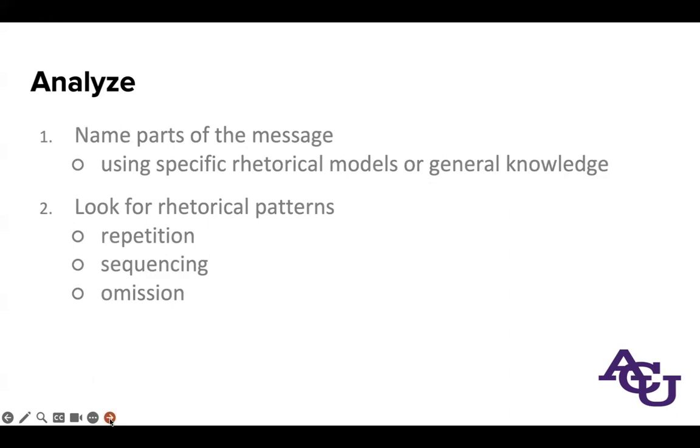The second part of analysis, okay, and this is where things get narrow. We're coming down out of the rafters of rhetorical analysis and just looking at time and place and events. Now we've got to get narrow. So first, you've got to name the parts of the message. You've got to be able to articulate, take apart, and, using specific rhetorical models or general knowledge, look at the parts of the message. Then look for patterns, rhetorical patterns.